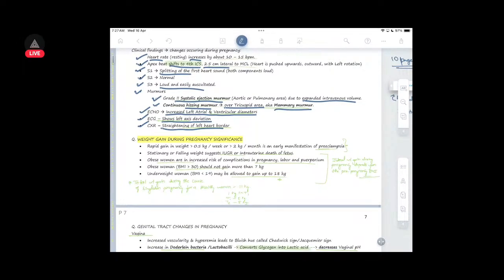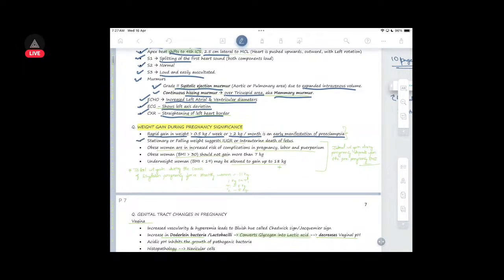Then weight gain during pregnancy, significance. Rapid gain in weight of more than this value per week or more than 2 kg per month is an early manifestation of preeclampsia. Stationary or falling weight suggests IUGR or intrauterine death of fetus.